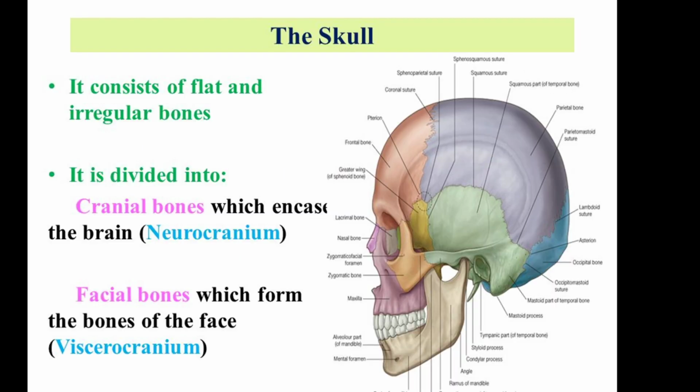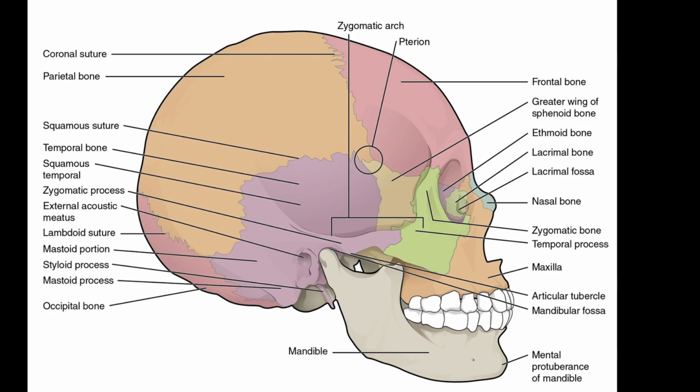The skull consists of flat and irregular bones. It is divided into cranial bones, which include the brain. This part is called neurocranium, and facial bones, which form the bones of the face, or viscerocranium. Here you can see the lateral aspect of the skull, its bones, and anatomical points.